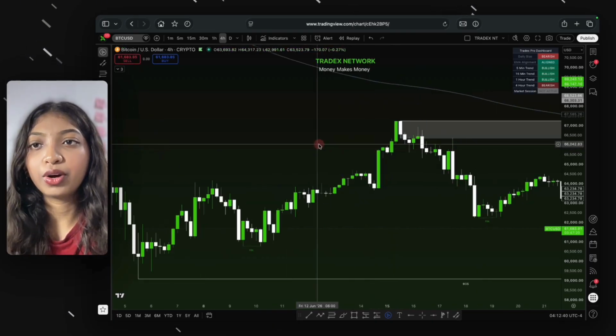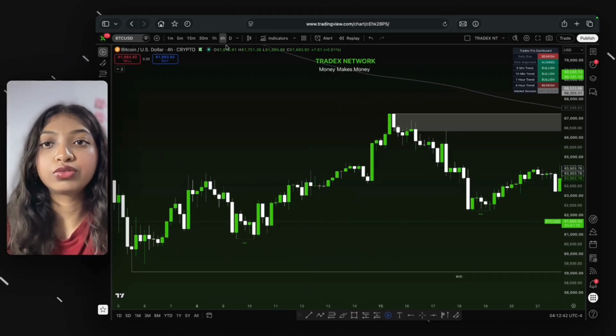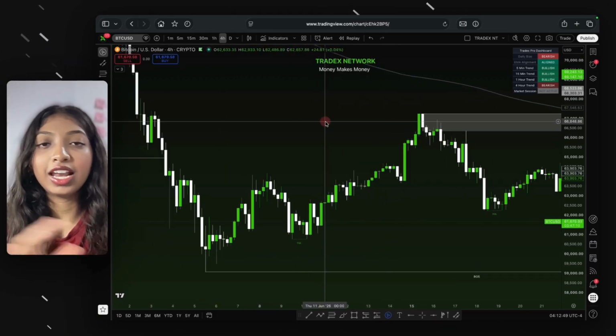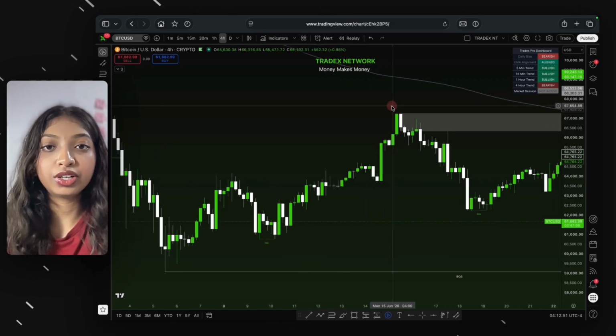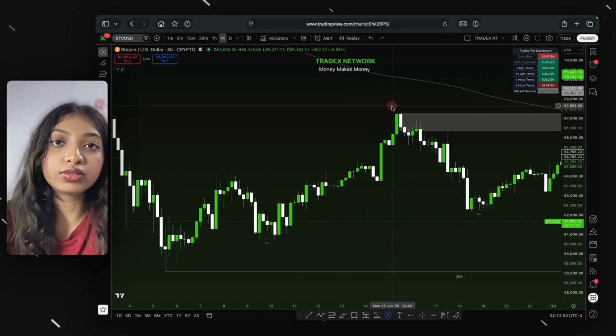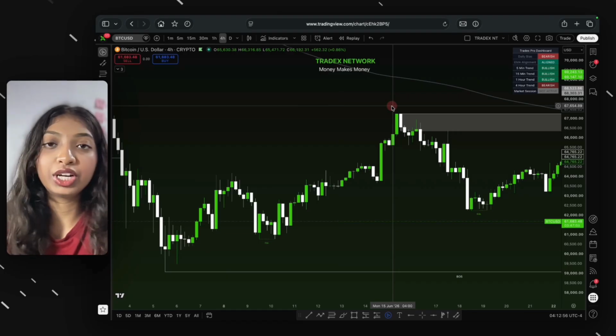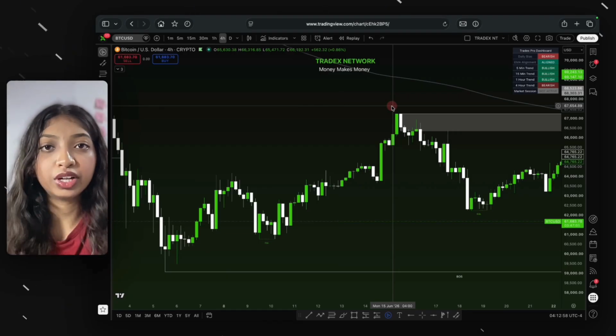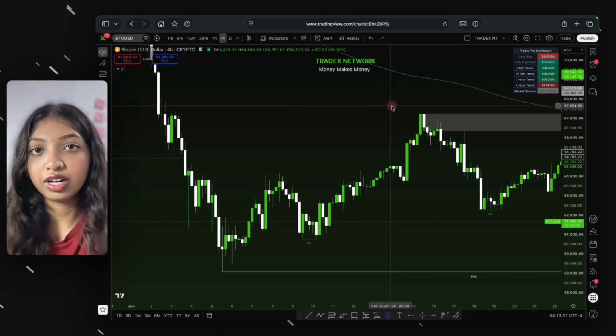So first, I have the Bitcoin BTC USD crypto chart open on the 4-hour time frame. You can also use any other chart on any other financial market that you trade on, such as indices, gold, Forex pairs, any other commodities, assets, instruments, anything that you trade on. Open that chart and let's get started and practice it.